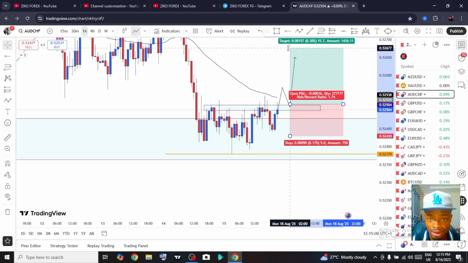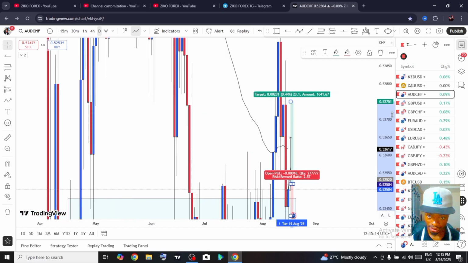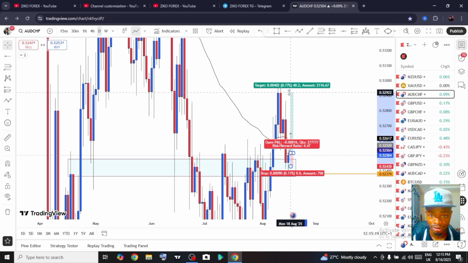Take profit targets usually are around the 4-hour structure point like this one. As you can see, giving us a 1:2.5 risk reward ratio, or the daily structure point, which can actually be either here or here, which is 1:4 risk reward ratio. It just depends, right? That's the second pair for the week. I'm adding it to the list.